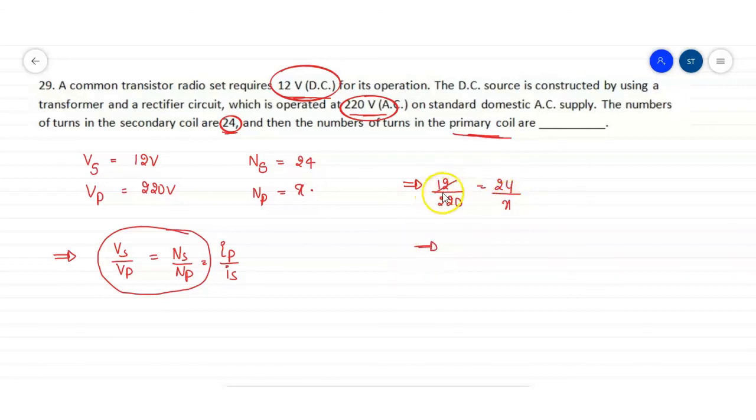So here if you see, this will be 2 times. So X will be 2 into 220, which will be 440 turns. So number of turns in the primary coil will be 440. This will be the solution for this question.